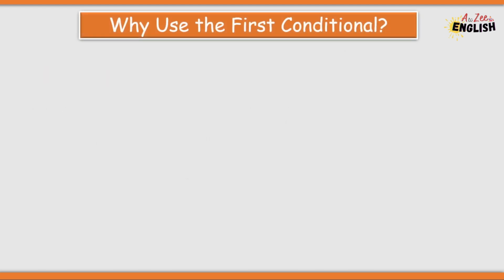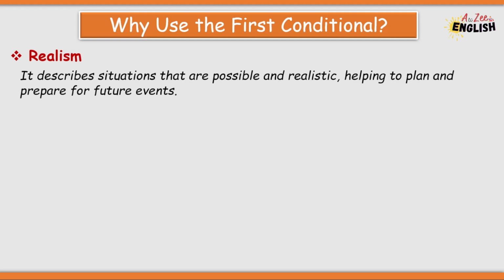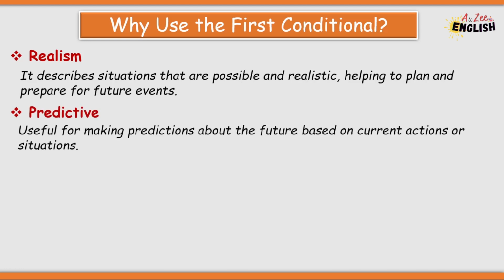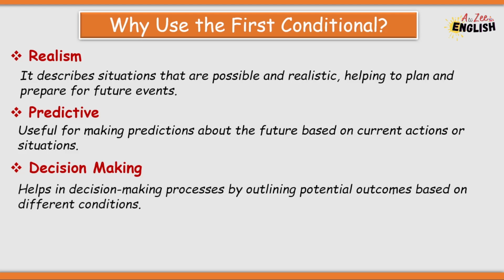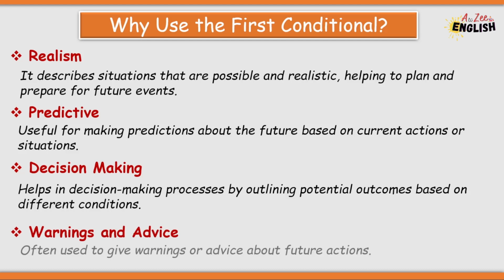So why use the first conditional? Realism. It describes situations that are possible and realistic, helping to plan and prepare for future events. Predictive. It is useful for making predictions about the future based on current actions or situations. Decision making. It helps in decision-making processes by outlining potential outcomes based on different conditions. Warning and advice. It is often used to give warnings or advice about future actions.